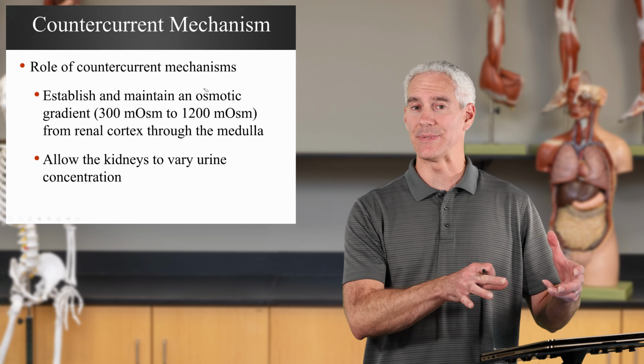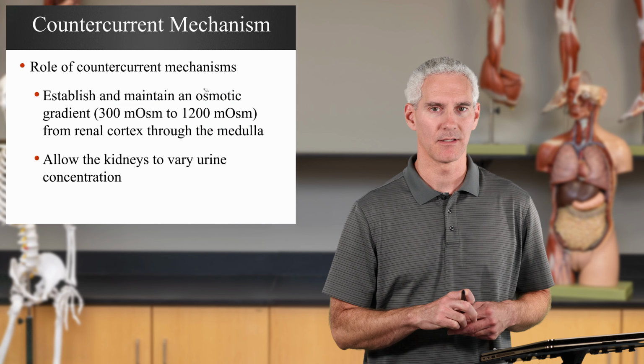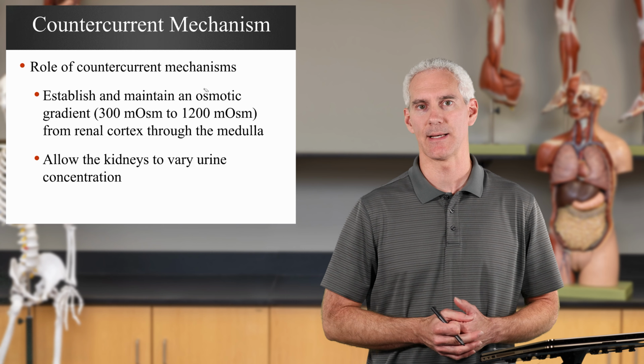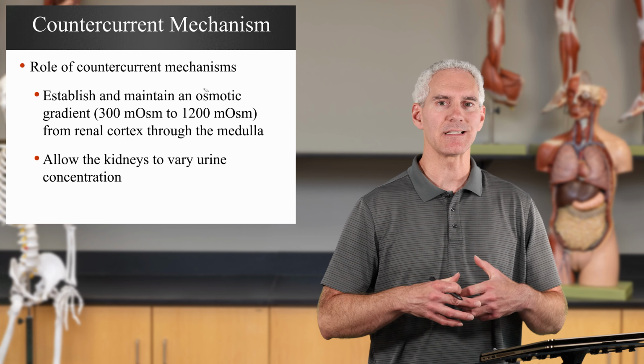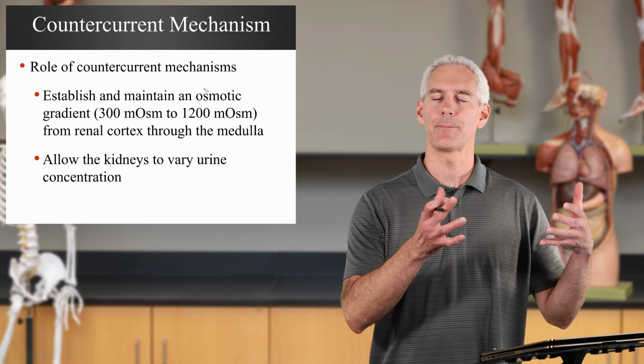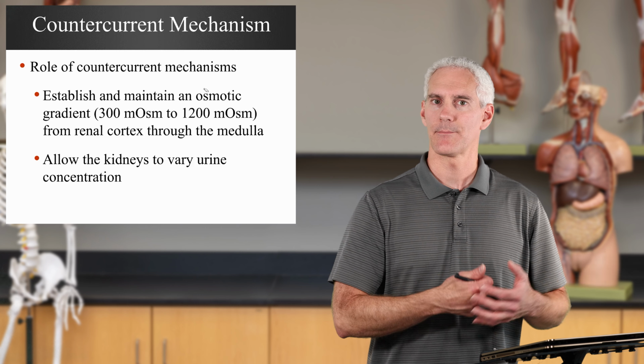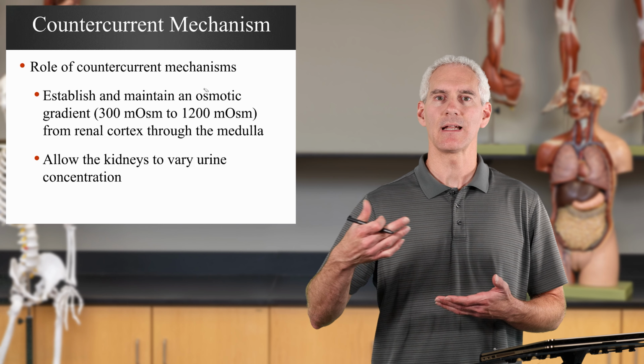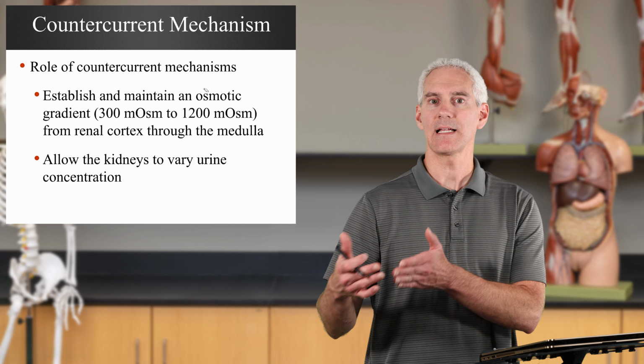Now, you don't want to be at that 1,200 milliosmole level because you know you're dehydrated at that point. A very simple way of looking at this is, what's the color of the urine? The closer to pure water, that's more dilute. The deeper and darker the yellow, the more concentrated it is.